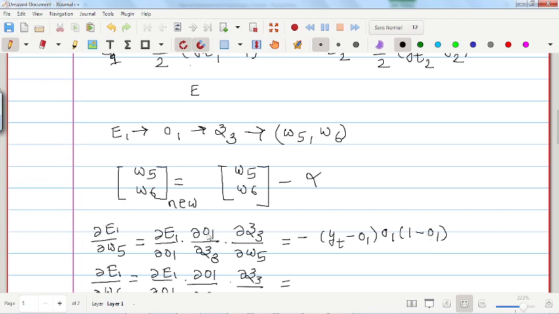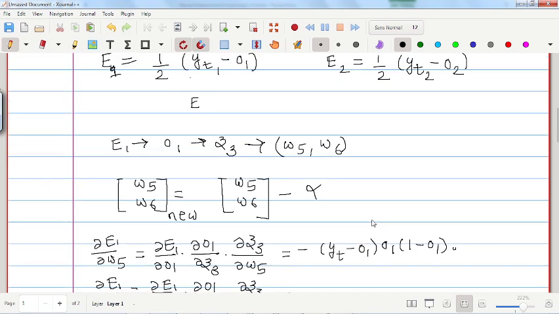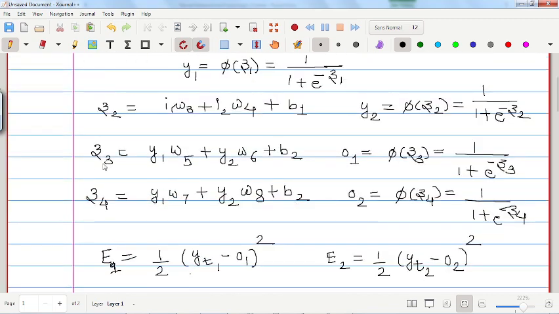So whatever you are differentiating, O1 with respect to Z3, it is O1, whatever this output is, into 1 minus that output. It will give you the derivative of O1 with respect to Z3. And lastly Z3 with respect to W5. Let me show you the value for Z3 with respect to W5. Only one term has W5, remaining all are constant. So the derivative of all these terms is 0, and the derivative of W5 is 1.